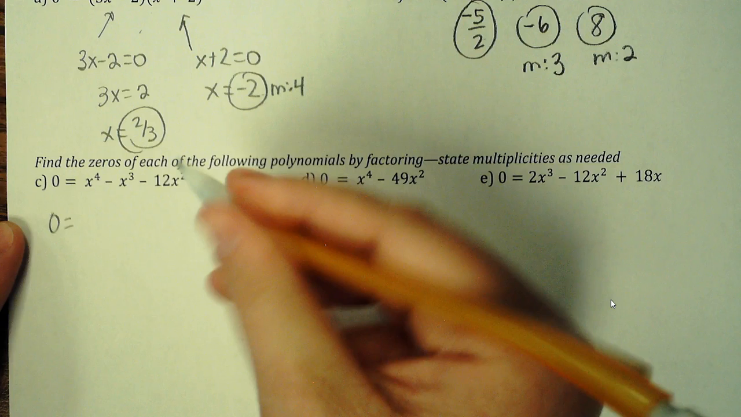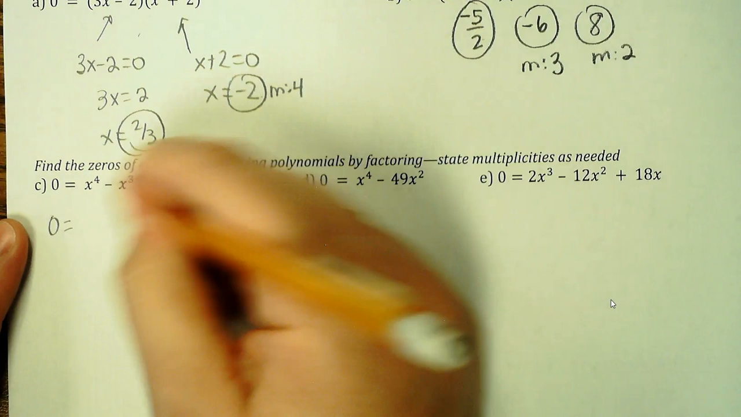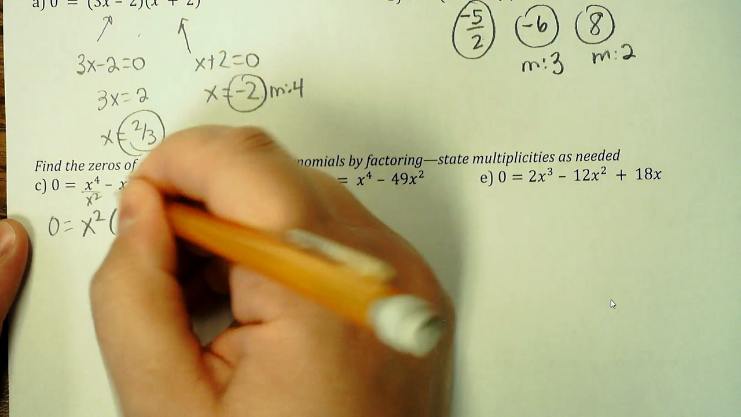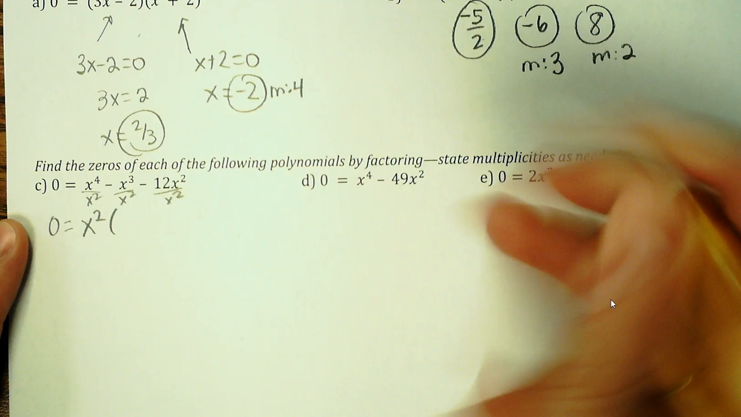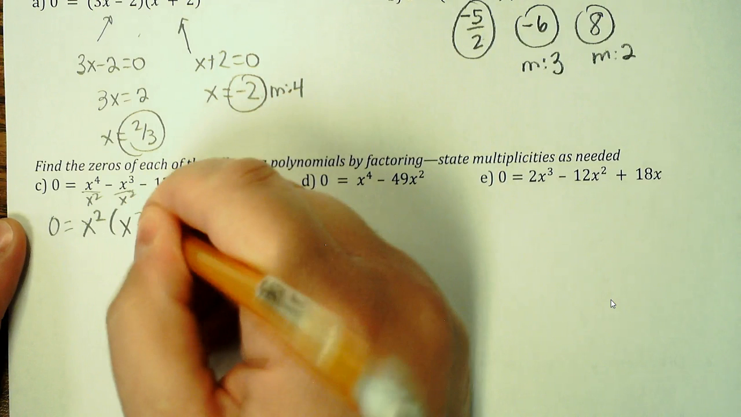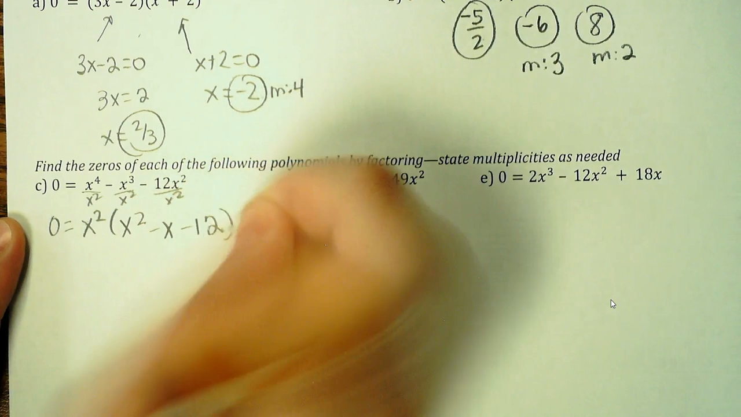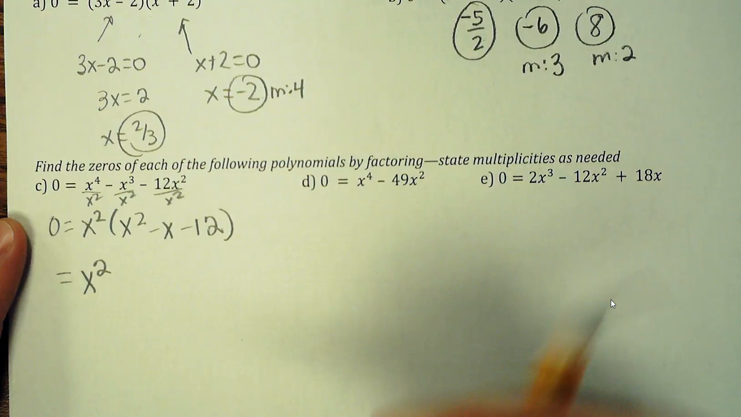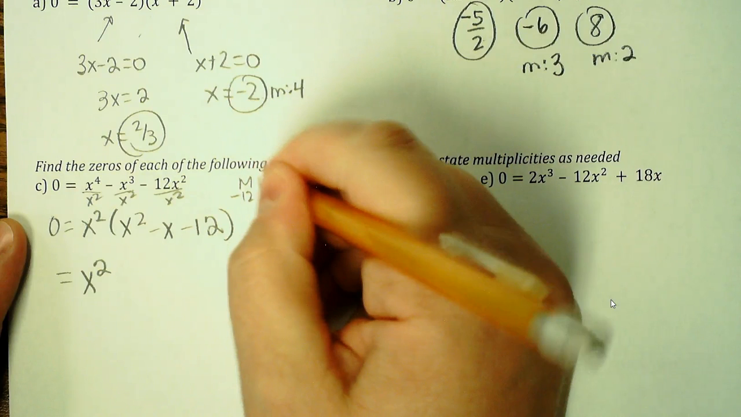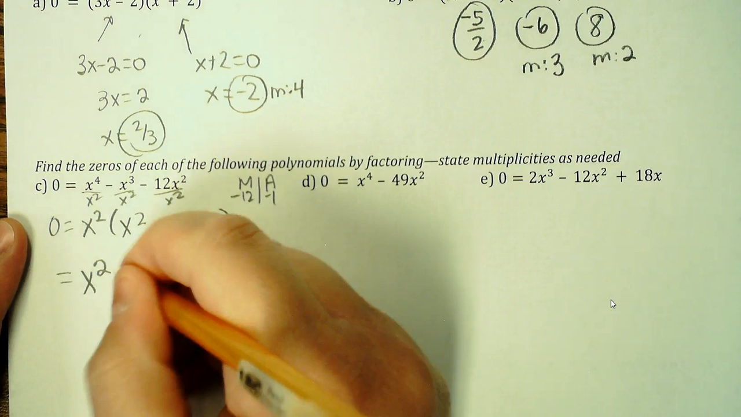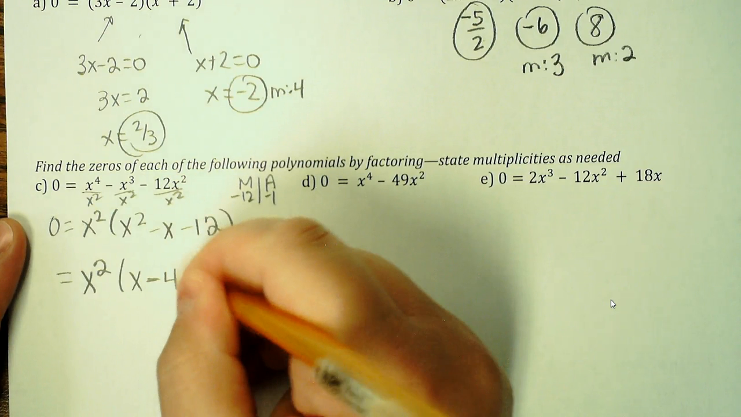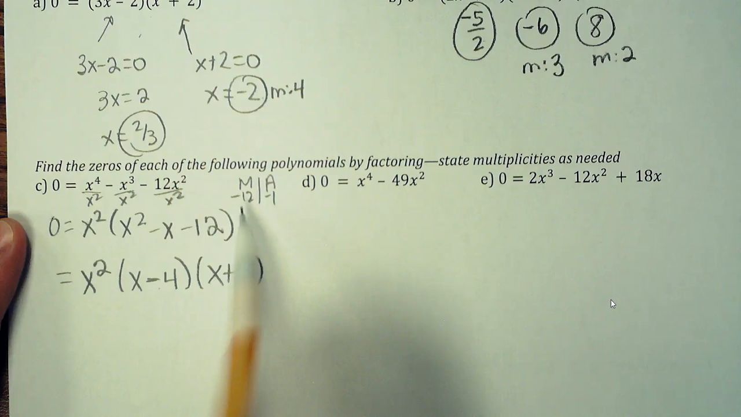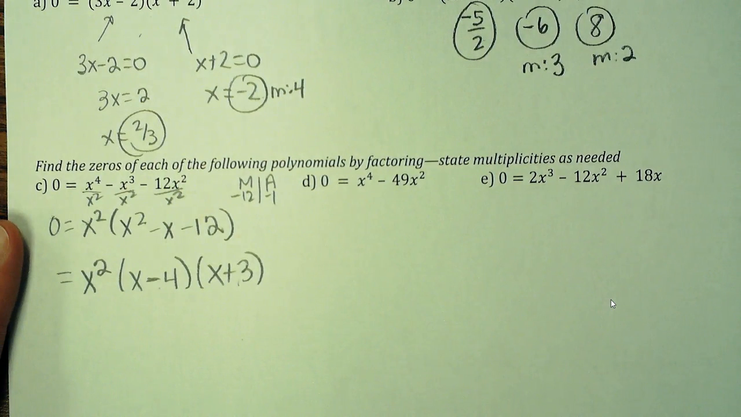So let's go through that. First thing, you notice all these have at least an x squared in them. So I'm going to divide each term by x squared. And left over, this would be x squared minus x minus 12. And here, I'm going to factor the quadratic. So I'm going to multiply to get -12, add to get -1. So the factors there, we're going to do an x minus 4 and an x plus 3. -4 times 3 is -12. -4 plus 3 is -1.